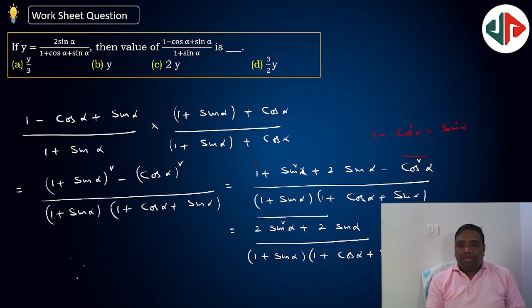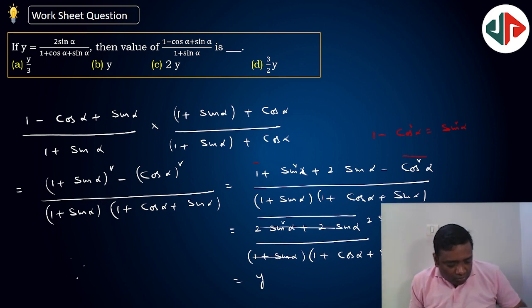Here you can take 2 times sin alpha common. Then 1 plus sin alpha, 1 plus sin alpha will be cancelled. It remains 2 sin alpha. So 2 sin alpha by 1 plus cos alpha plus sin alpha, what is your answer? y.